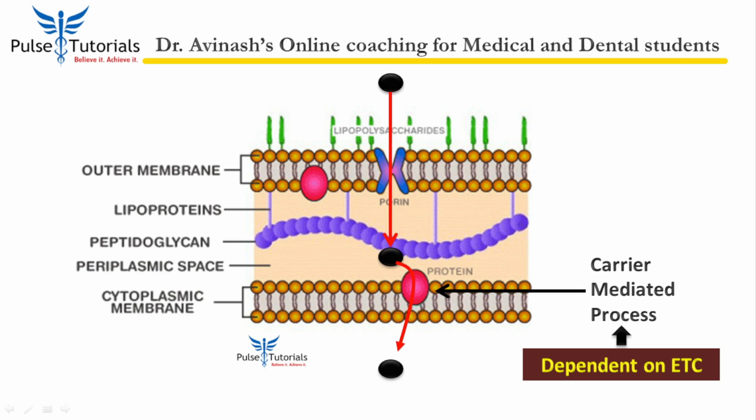And when does the electron transport chain work? When there is a polarized membrane. There should be positivity outside, negativity inside. Only then can the electron transport chain work. And then this also requires oxygen. So this is an oxygen dependent active process.